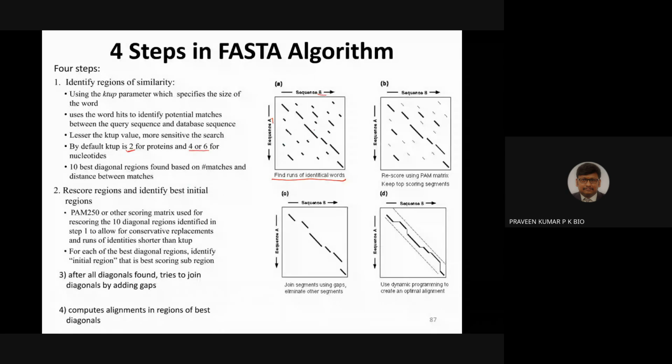Okay, so generally you take the matches alone into consideration. Mismatches, you ignore. And now if you see this second step, we rescore regions and identify best initial regions. So this is the second step. So we are using a PAM matrix, and keep only top scoring segments.